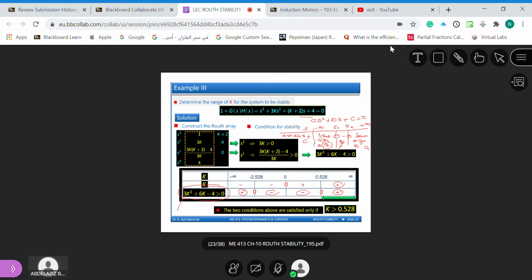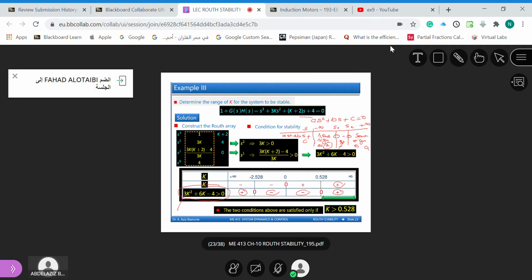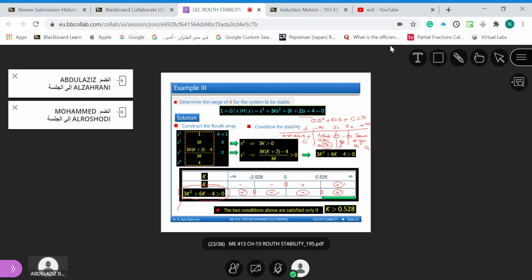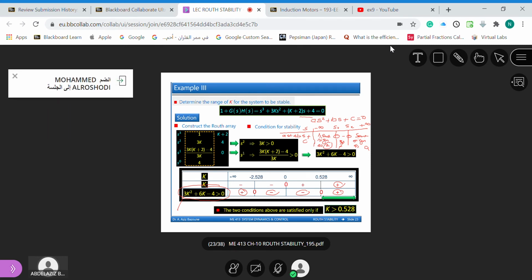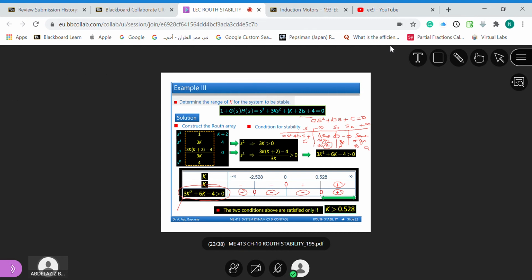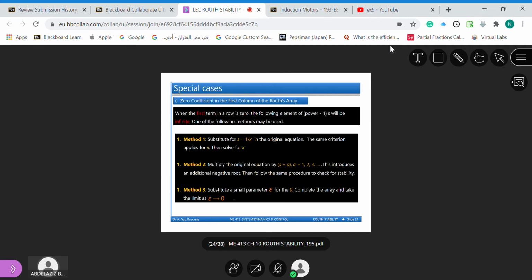Nowadays also, if you have a ready equation, an explicit equation which has no parameter like k here, you can solve it using MATLAB. And if you see that you have positive real roots, it means that the system is not stable.